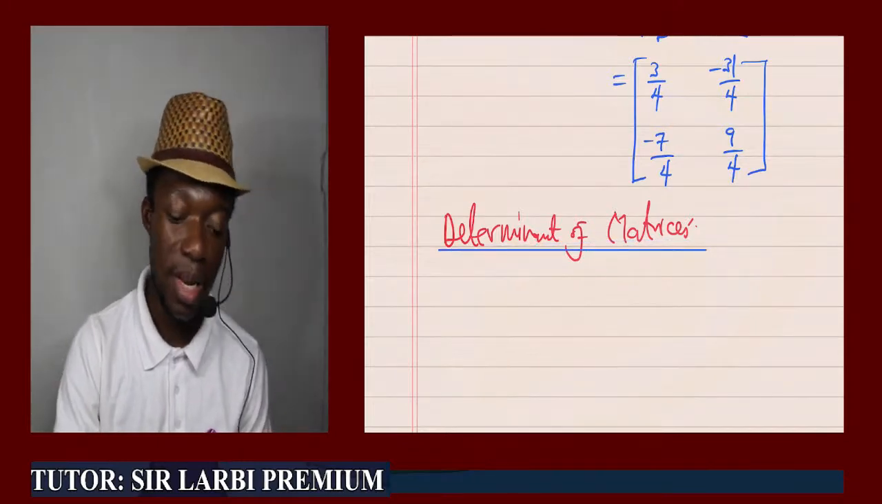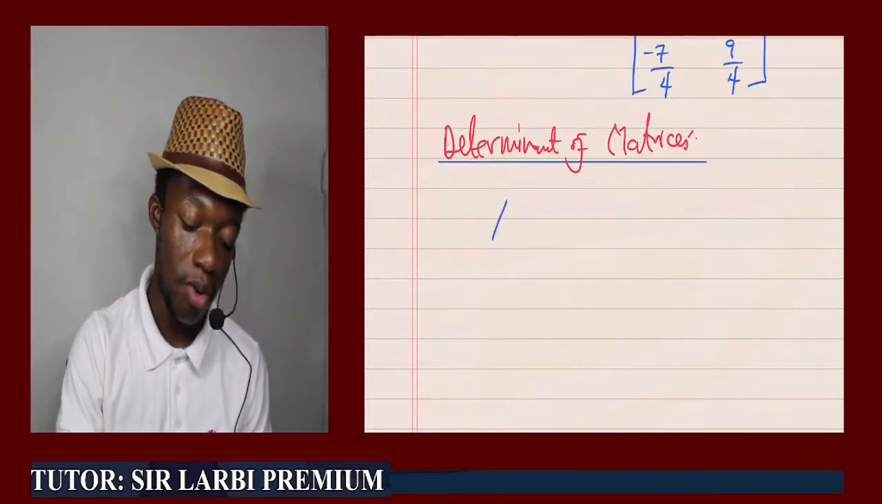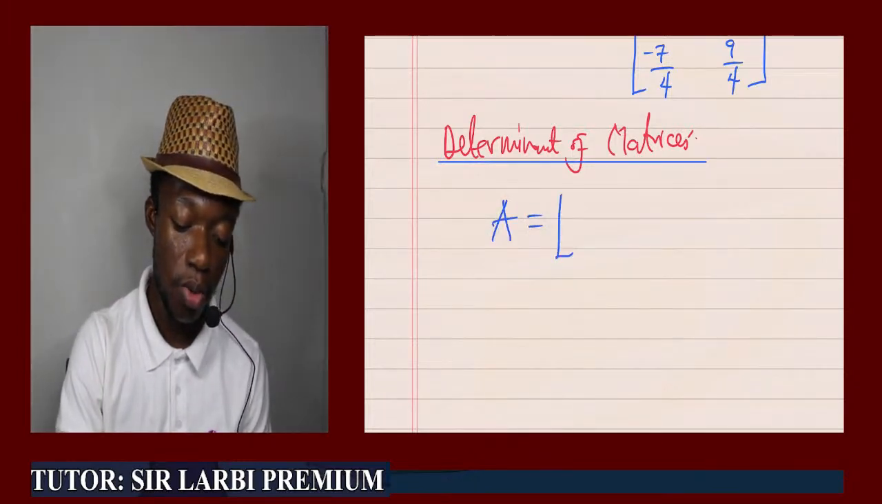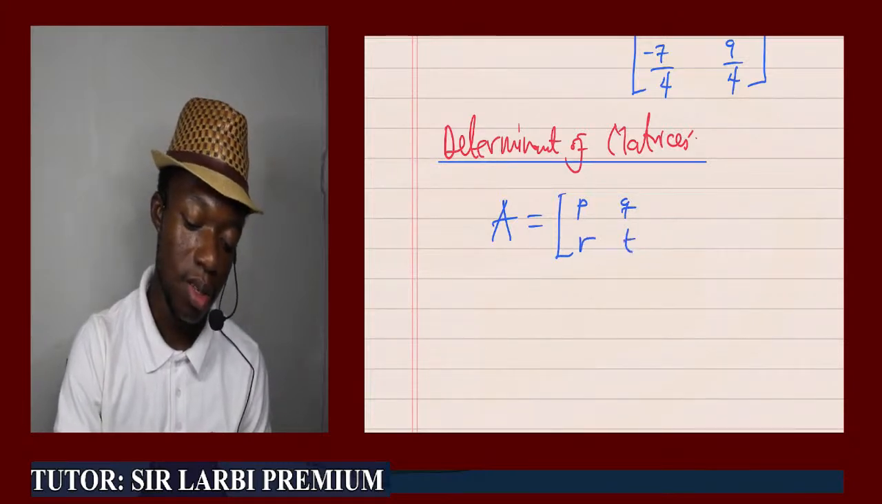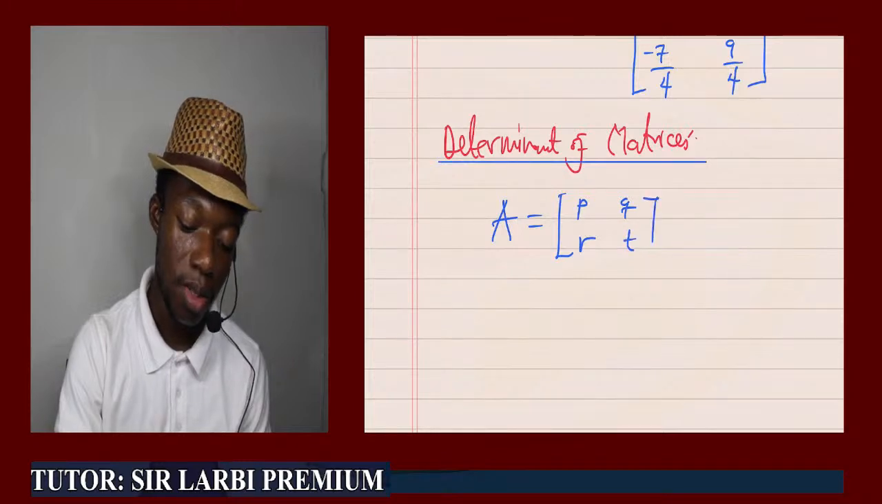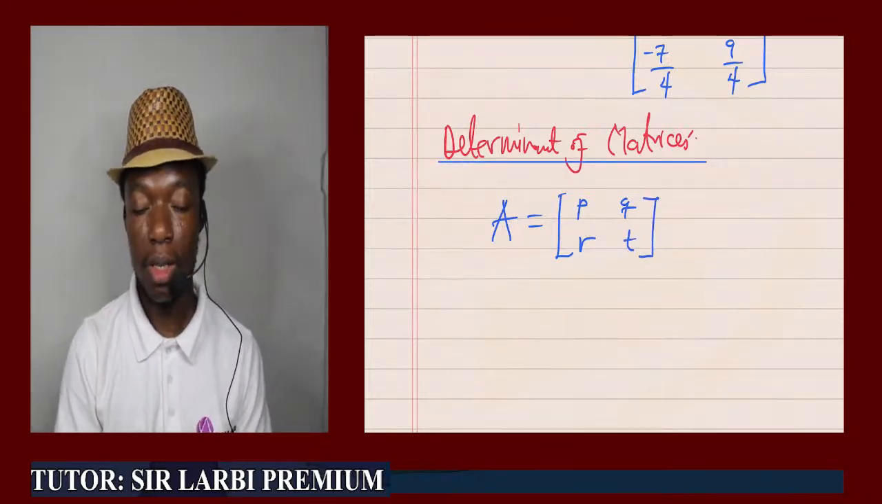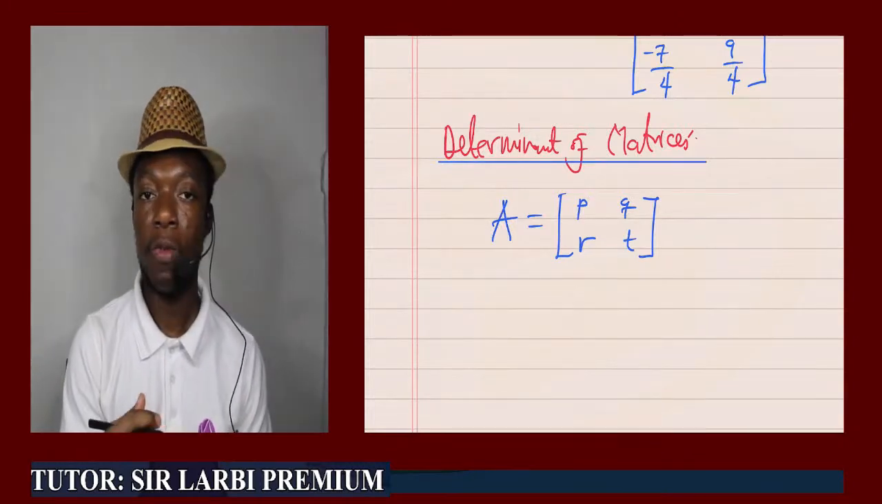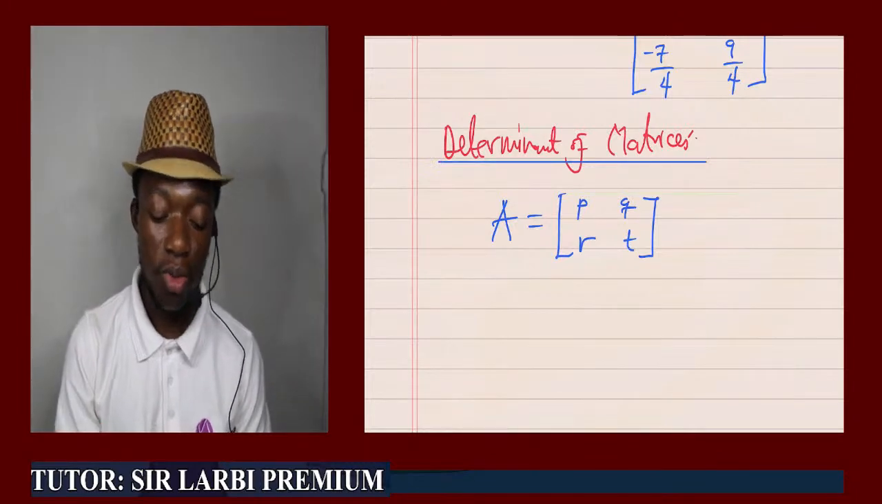So by determinant of a matrix, that's what we are saying. Let's say I have A equal to P, Q, R, T. This is my matrix. This is a 2 by 2 matrix. I'm asked to find a single value to represent the whole matrix A. What do I do? I'll find the determinant.